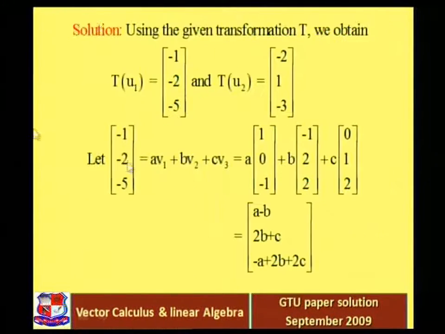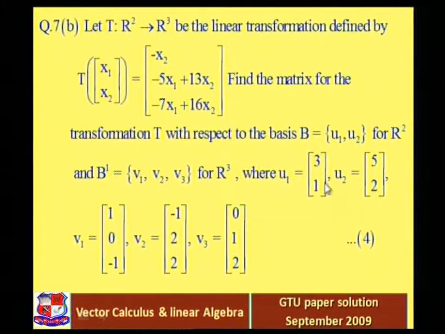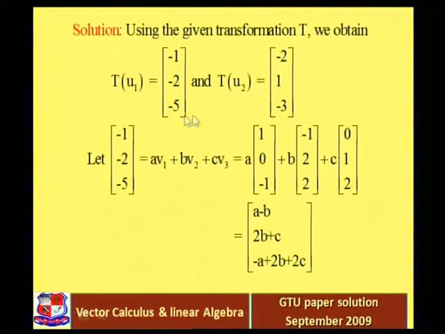First we find T of u1. Using the given transformation T, we put the values 3 and 1 instead of x1 and x2. The first entry is minus 5 into 3, so minus 15, plus 13 into 1, so plus 13, that is minus 15 plus 13, so minus 2. Then minus 7 into 3, minus 21, plus 16 into 1, so plus 16. So minus 21 plus 16 is minus 5.